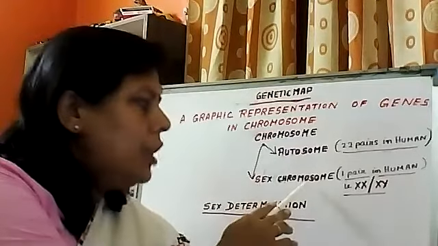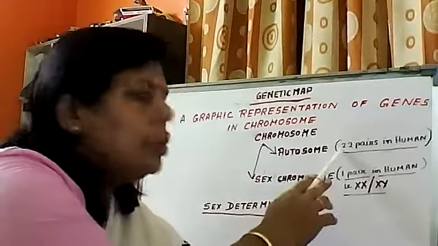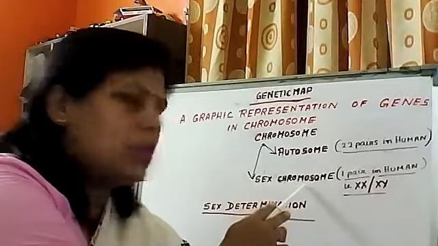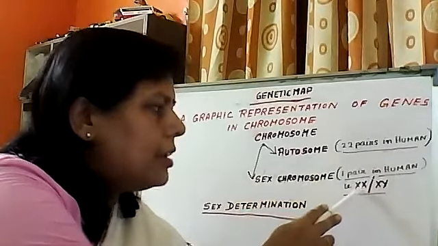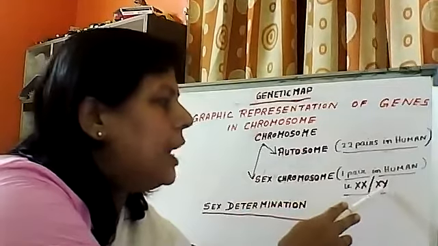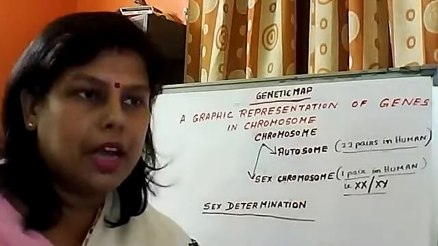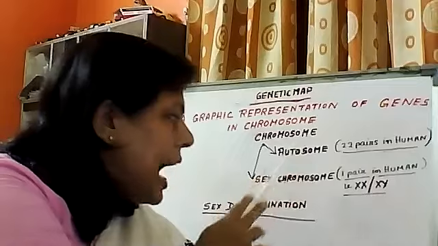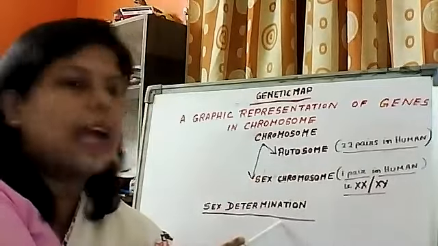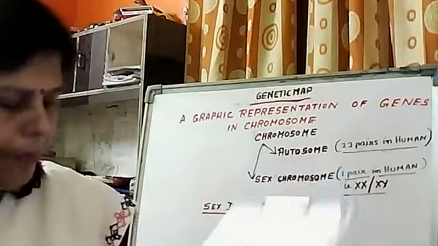In the case of humans, we have 23 pairs, of which 22 pairs are autosomes and only one pair is the sex chromosome. In females it is XX, which is known as homogamete, similar, and in males it is XY, that is heterogamete. That means two different types of gametes are there. Now, based on the type of sex chromosome, in your book 4 different types of sex determination are explained. So now we are going to discuss those things.